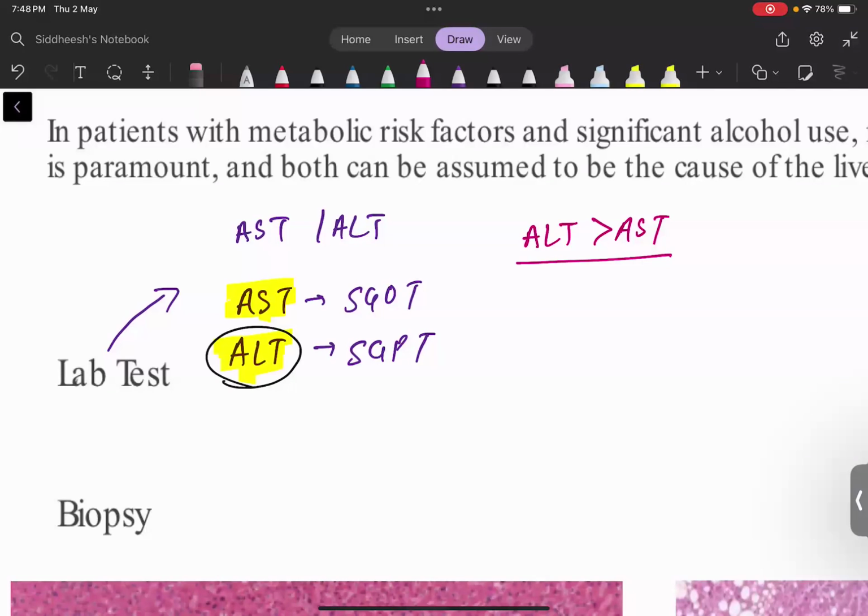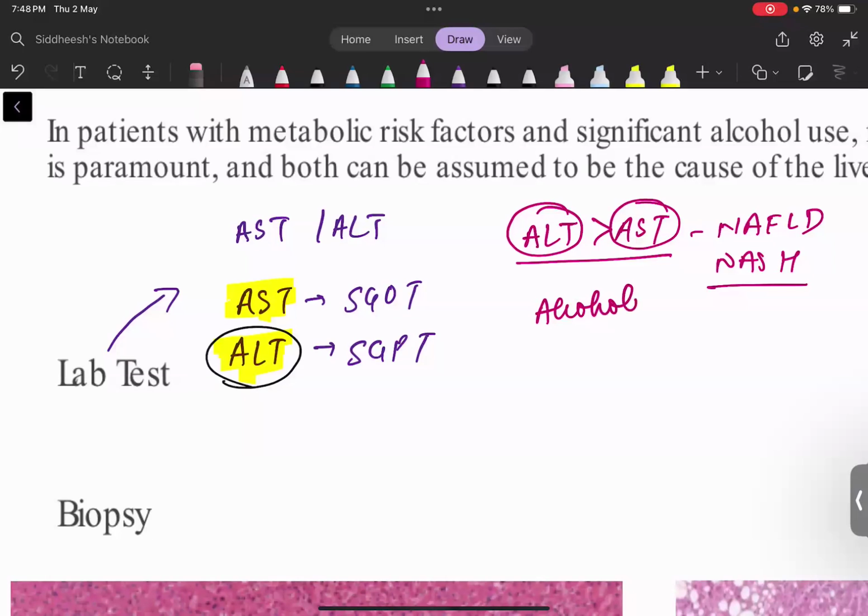Simple thing. Yes or no? Because ALT is more for the liver part, correct? So in NAFLD, or in NASH or any other non-alcoholic injury, you might be seeing a high amount of ALT compared to AST, right? What about alcoholic conditions now? You're going to see an inversion pattern. AST will be more elevated than ALT.